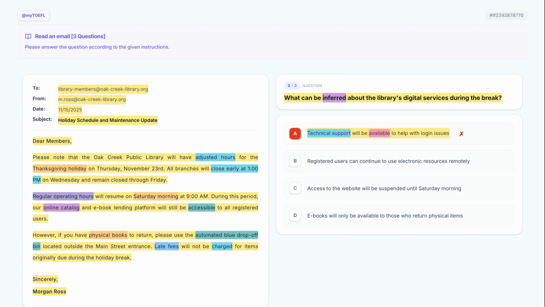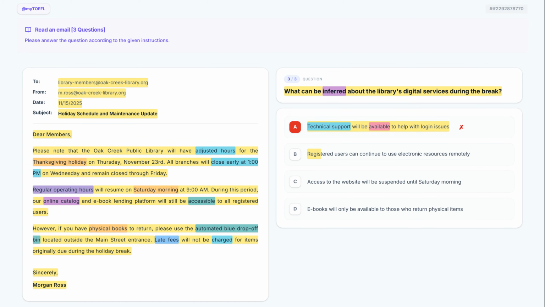Now, let's examine option B. Registered users can continue to use electronic resources remotely. Since the ebook lending platform will still be accessible while the building is closed, we can logically conclude users can use them remotely.